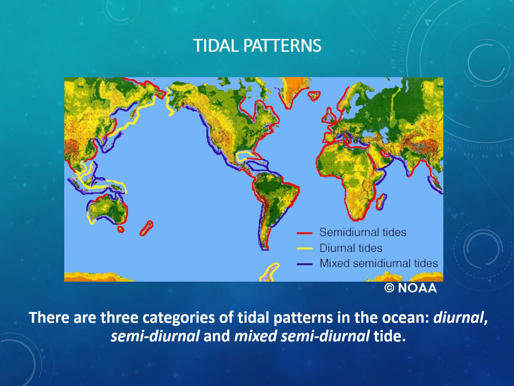In Southern California, again, we have a mixed semidiurnal tide. So we have 2 points of high tide and 2 points of low tide with variability in tidal range and timing.